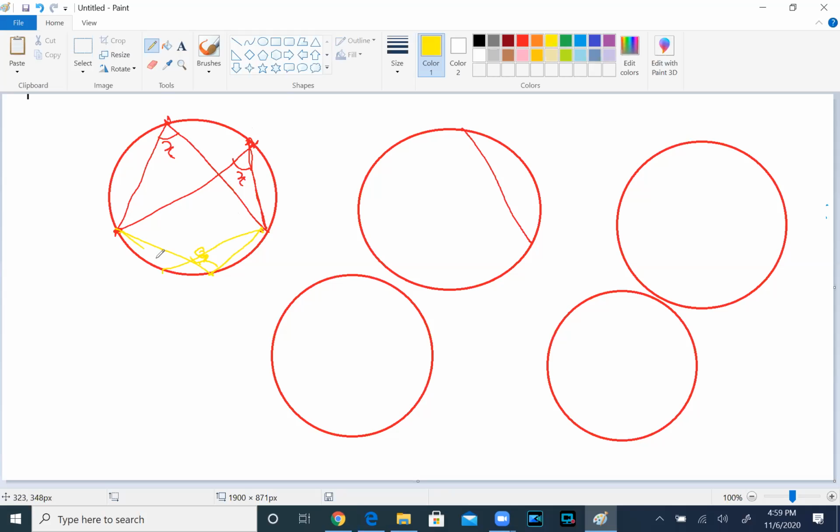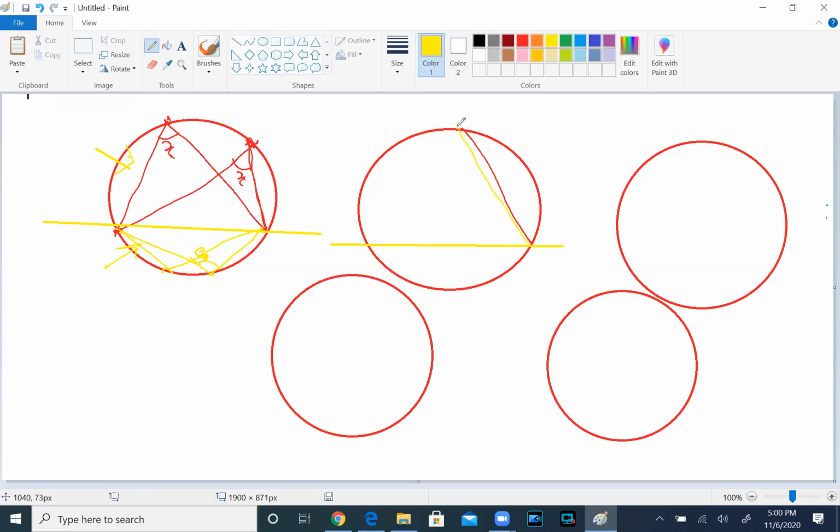And also you can draw here, because when you are drawing, the theorem is about angles subtending from the same chord and the same segment. This is one segment and this is another segment. So when we are drawing a chord, if I am drawing a chord here also, here also I am drawing a chord.